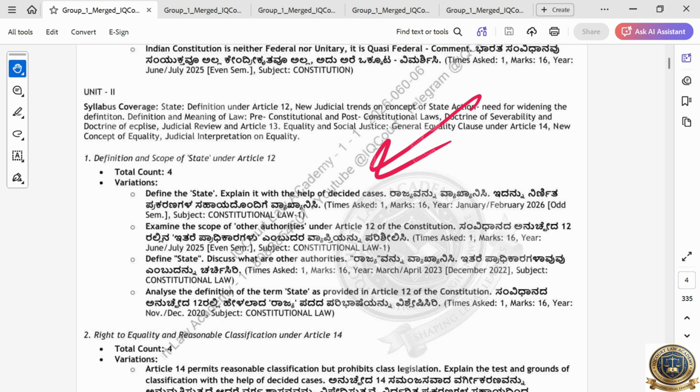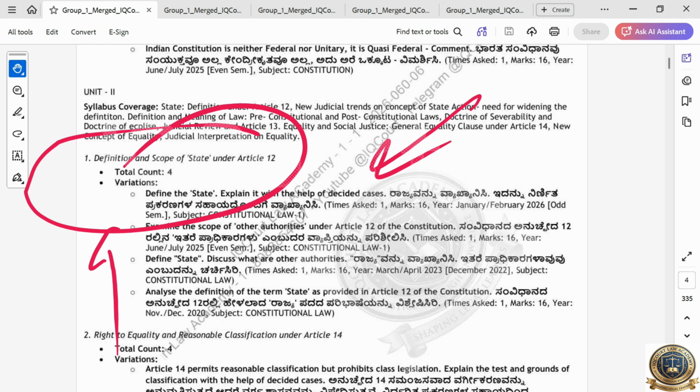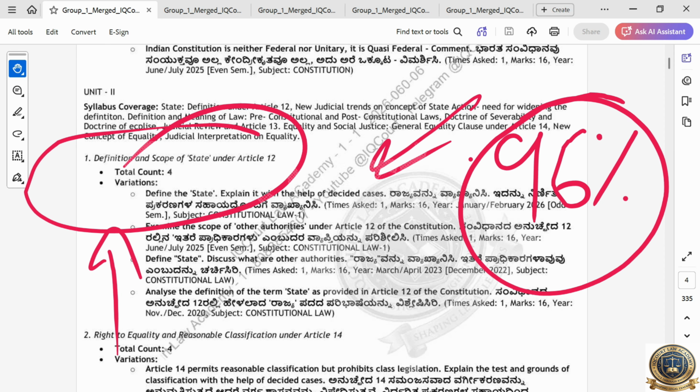In the second unit we will study State, the definition and scope of the State under Article 12. Article 12 is 96% important. This is a very, very important question. That is unit 2.